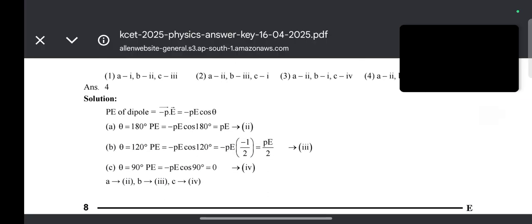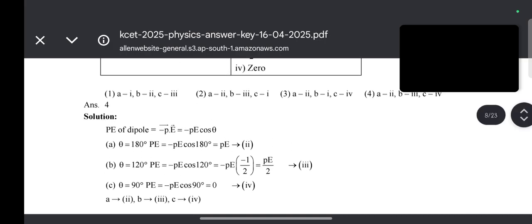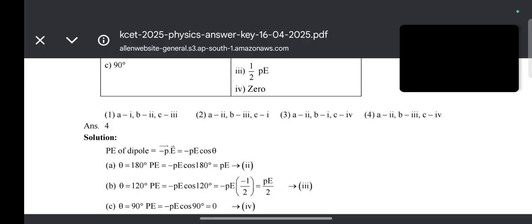The potential energy of the dipole is equal to minus PE cos theta. So first, theta is equal to 180 degree, U is equal to minus PE cos 180 degree, that is PE. Then theta is equal to 120 degree, U is equal to minus PE cos 120 degree, that is equal to minus PE into minus 1 by 2, that is option 3. And theta is equal to 90 degree, U is equal to minus PE cos 90 degree, which is equal to 0. So therefore it is option 4. So therefore the correct answer is option 4: A is equal to 2, B is equal to 3 and C is equal to 4.